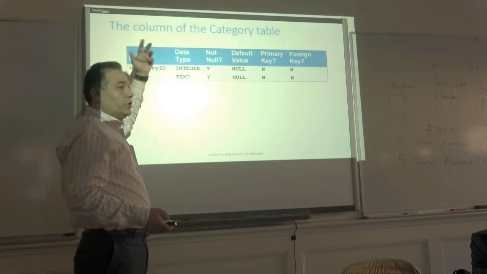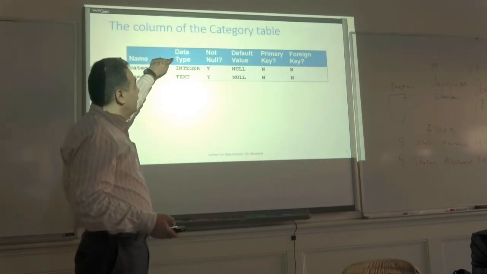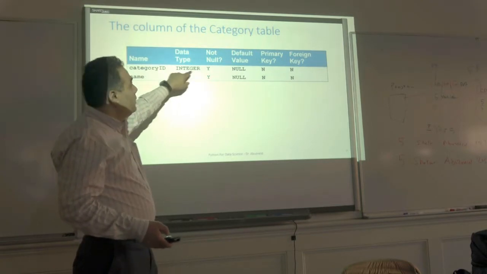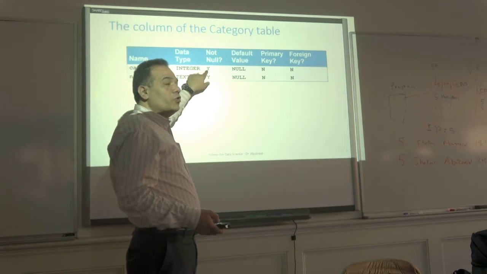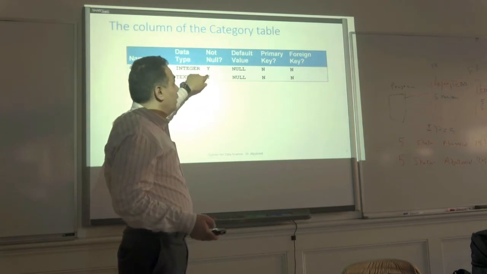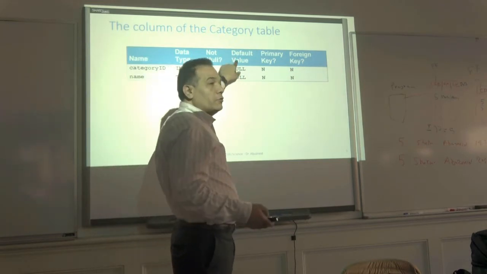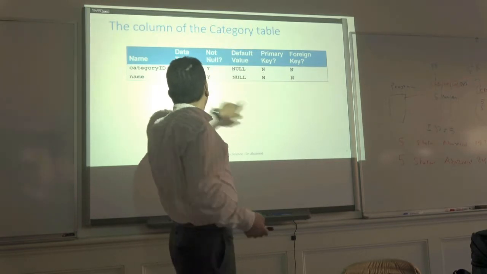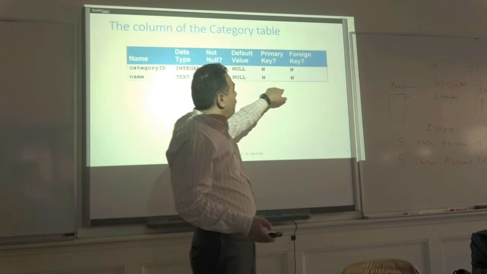Each column has a type. That type could be integer, text, float. You could define it when you create the table. It could be null. It cannot be null. What is the default value? The default value in here is null unless you assign it. Is it a primary key? No. Foreign key? No.